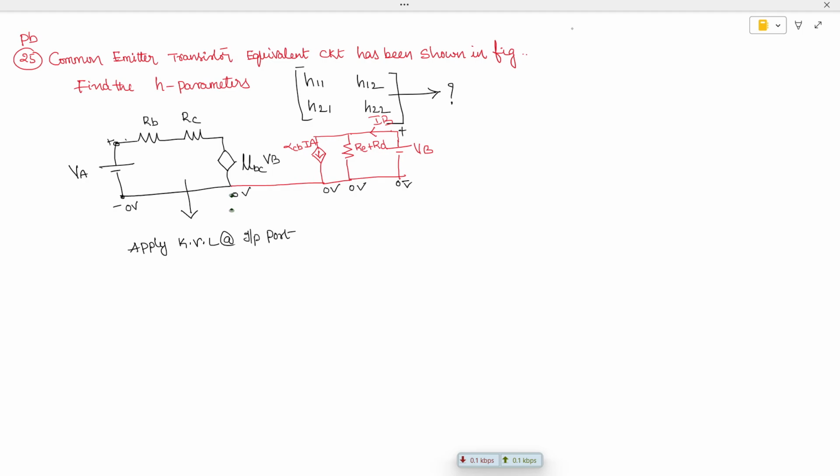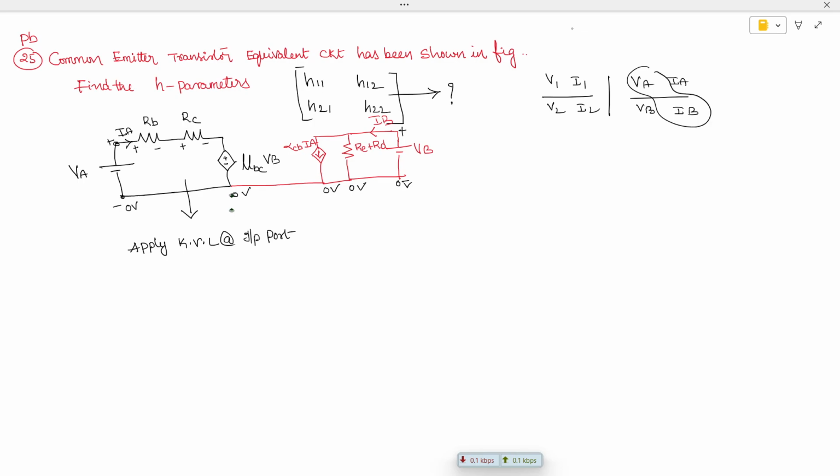So the current entering this point is IA. Entering is the positive terminal, leaving is the negative terminal. With a small modification, it is already given as a negative terminal. Actually we have to write the standard format V1, I1 and V2, I2, but here it is given as VA, IA and VB, IB. Okay, this is the designation.